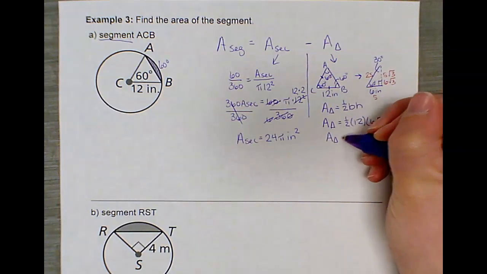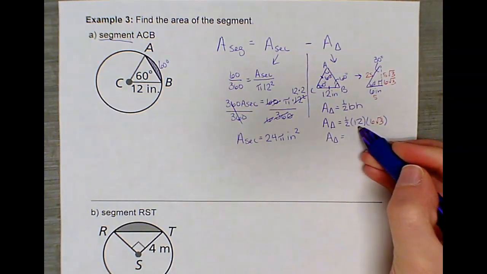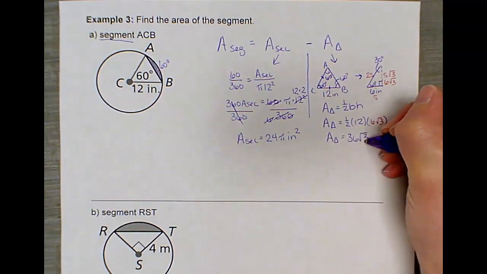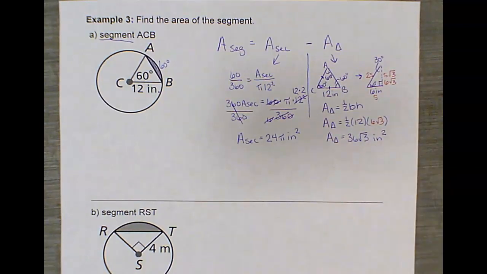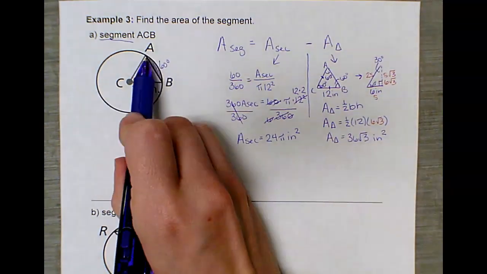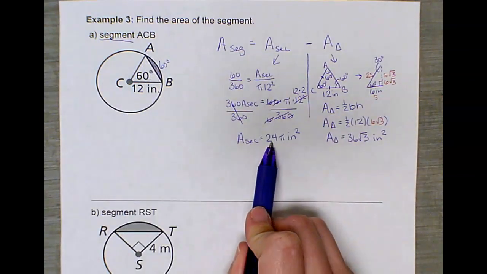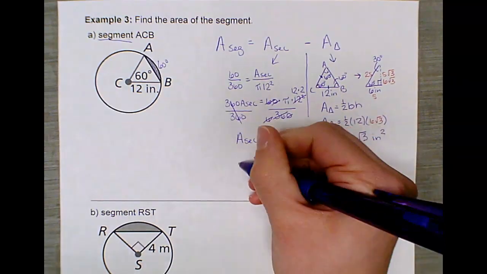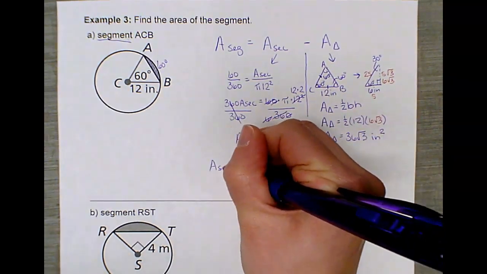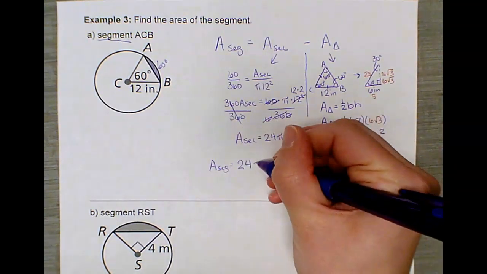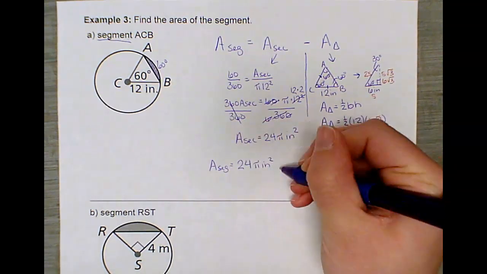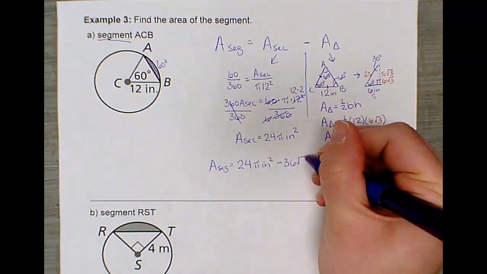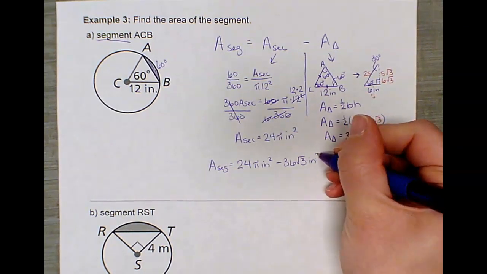So when I multiply everything together, half of 12 is 6, and 6 times 6 square roots of 3 is 36 square roots of 3 inches squared. So in order to calculate that segment, I need to take the area of the sector and subtract from it the area of the triangle. So I have 24, this is the area of the segment, 24 pi inches squared minus 36 square roots of 3 inches squared.